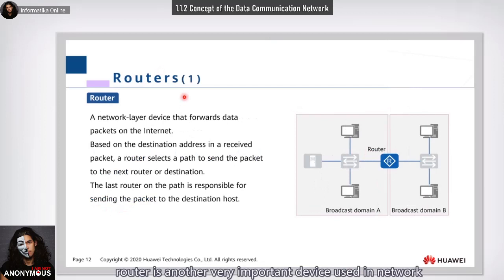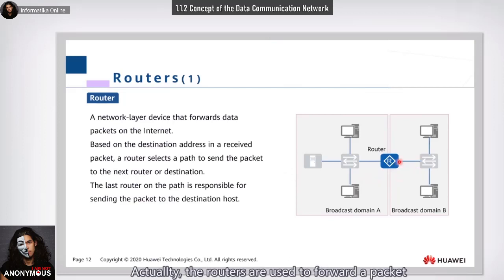Router is another very important device in network. A router actually is a layer 3 device. We call it a network layer device. And the router is used to forward a packet from one subnet to another subnet. The router can also find the correct path for a packet. They can find which router is the correct next hop router for a certain packet.